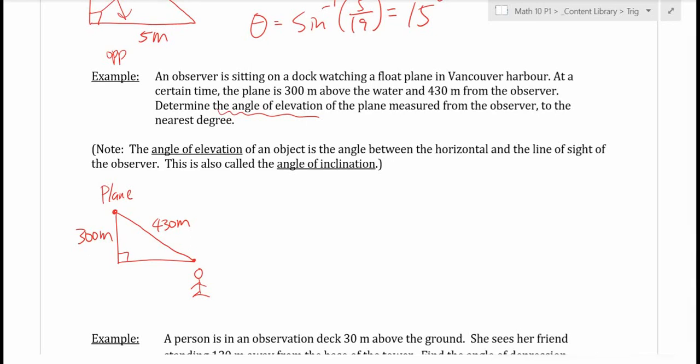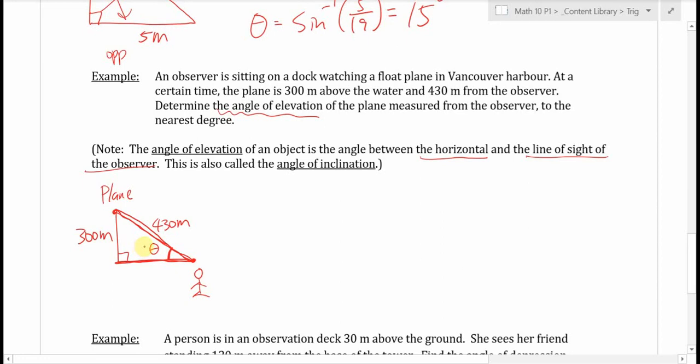Determine the angle of elevation. Angle of elevation simply means, actually here it says, the angle of elevation of an object is the angle between the horizontal and the line of sight of the observer. So here is the observer, here is the horizontal line, and this is the line of sight to the object. So the angle in between is what we call the angle of elevation, or sometimes the angle of inclination. It's the same thing. So here's angle theta, and that's what we are solving for.